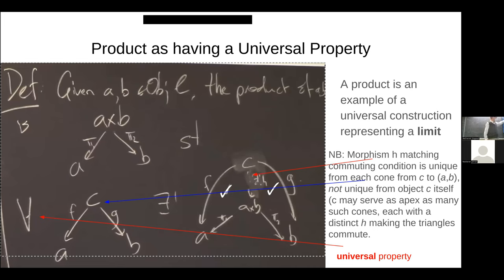Okay, how about this one? This is actually much more substantive and practical. How about taking any object, call it A, and taking a product with the terminal object in a category that has terminal objects. Number of elements of A, that's true. So here, A cross one.